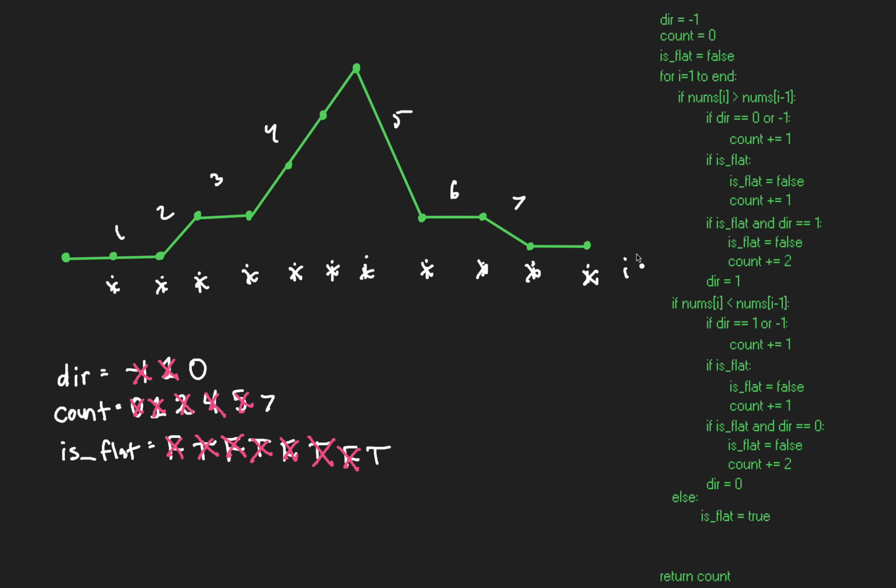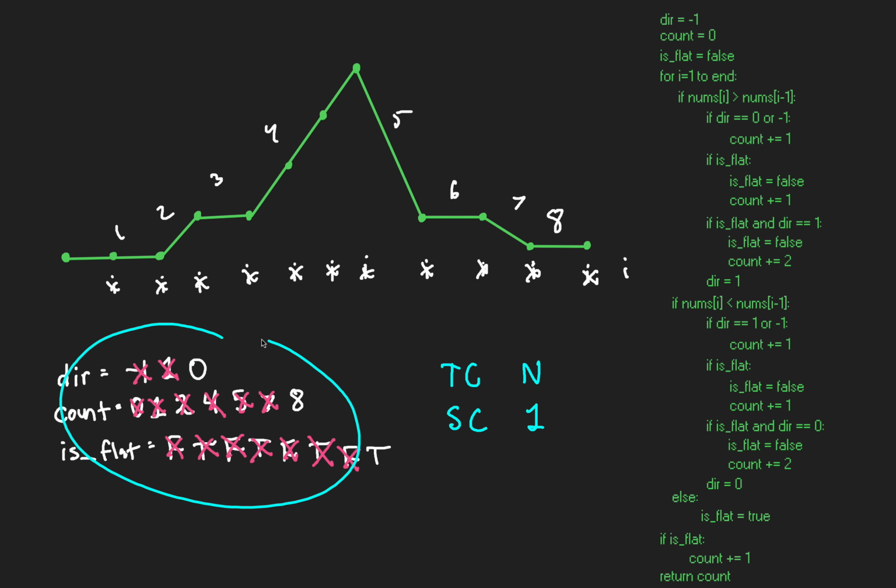Sounds like a job for an afterthought if statement. After our loop, if our is flat Boolean is true, we'll increment the count one last time. And there we go. We captured the last one, and we're officially finished. Overall, our outlined workflow covers everything. It's a bit spaghetti, but that's okay. No one's going to notice. The time complexity is big O(n) because of a singular for loop, and the space complexity is big O(1) since we only used fixed variables.